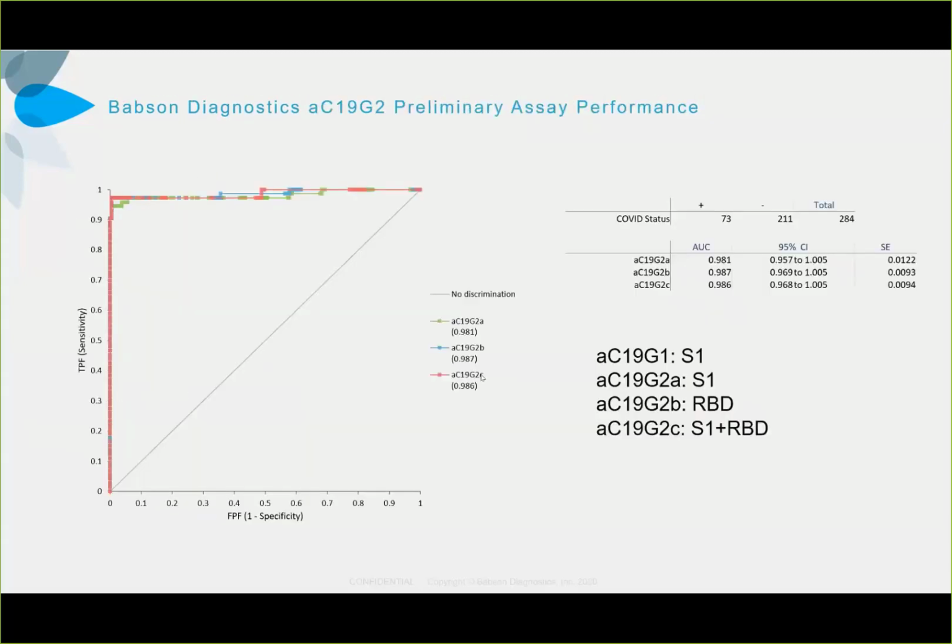Babson Diagnostics ultimately has moved forward with format B, which is the receptor binding domain, and that assay is now in the middle of verification and validation. A lot of the data that is being generated right now is not ready to be shared, but we look forward to presenting that in the near future.